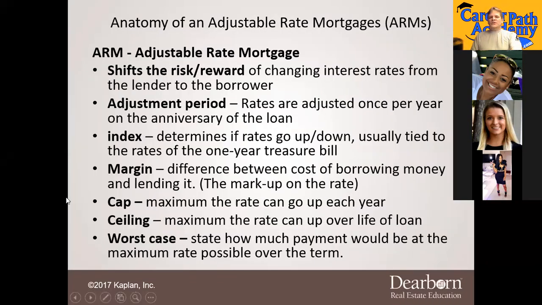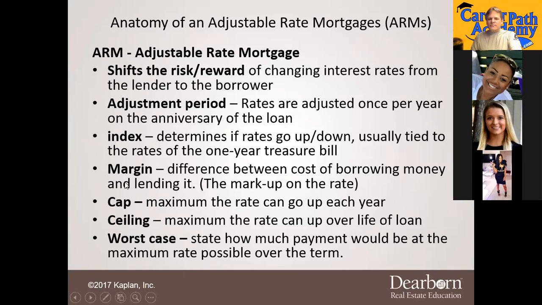So the anatomy of the adjustable rate mortgage is there's an adjustment period that determines if the interest rates are going to go up or down on the anniversary of the loan. Now, what determines if the interest rates go up or down? Well, they usually tie it to some sort of an index. That index can vary from lender to lender, but it's usually the 1-year US Treasury bill. So depending if the interest rates on that go up or down would determine whether the interest rate on your loan will go up or down. They tie it to some sort of an index.